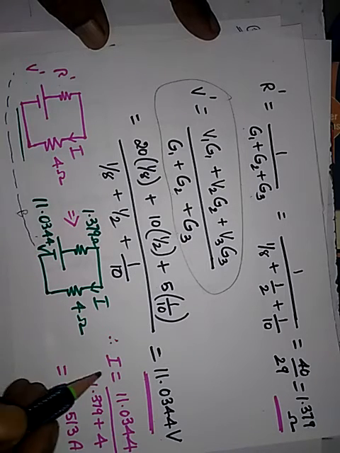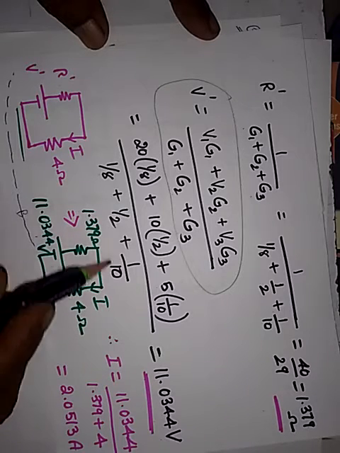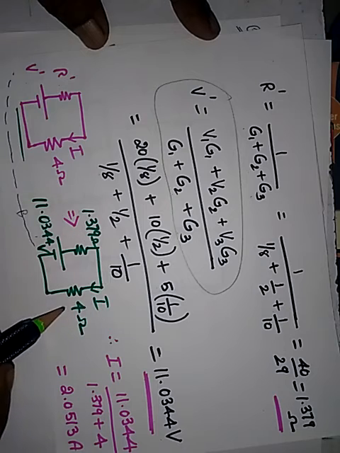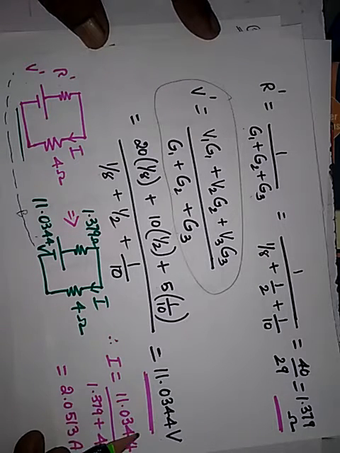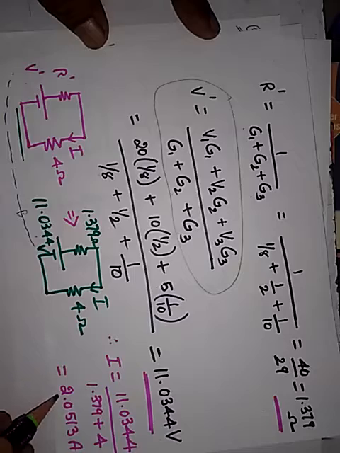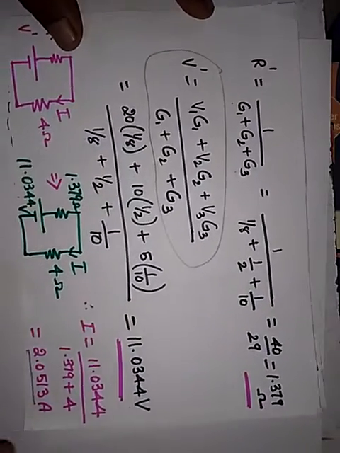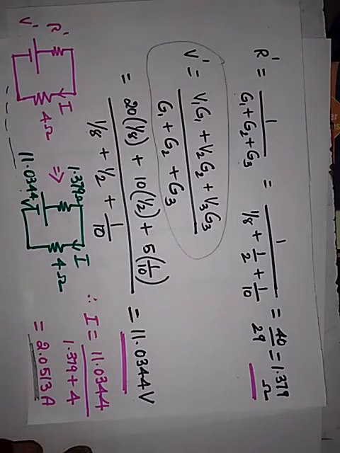So I is equal to V by R. V is 11.0344 divided by, these two resistances are in series, that is 1.379 plus 4. So total resistance will be 5.379 ohms. So the current is 11.0344 divided by 5.379, which gives you 2.0513 amperes. This is the answer. So we have solved this problem using Millman's theorem.